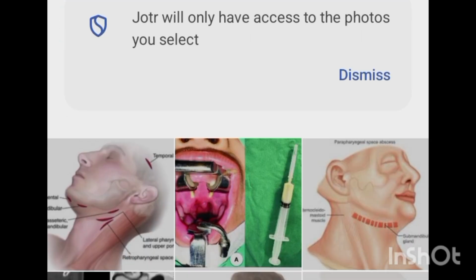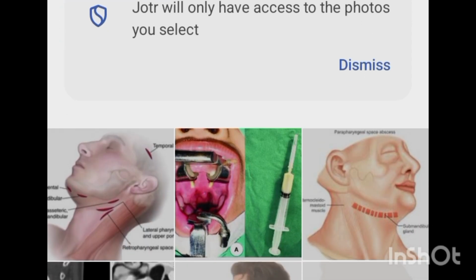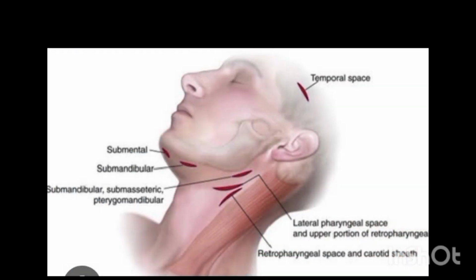And let me show you another picture. This is basically the location of the retropharyngeal space. This is the retropharyngeal space location, and this is the parapharyngeal space location. So an infection from the retropharyngeal space may extend into the parapharyngeal space. What is the parapharyngeal space? I'll explain in the next video.